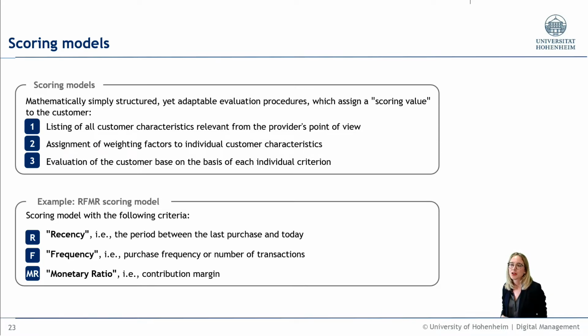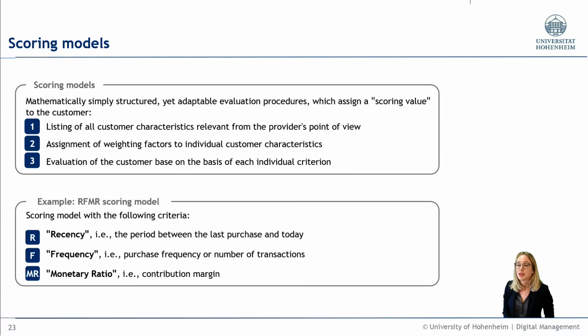So one example of a scoring model is the RFMR scoring model. This scoring model considers the following criteria. R, the recency: the model considers the period between the last purchase and today, so the period when the customer purchased last time and today. The frequency, so the purchase frequency of the customer or the number of transactions. And third, the monetary ratio, so the contribution margin of a single customer.